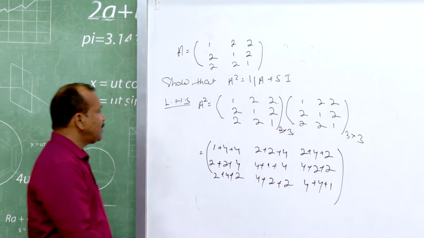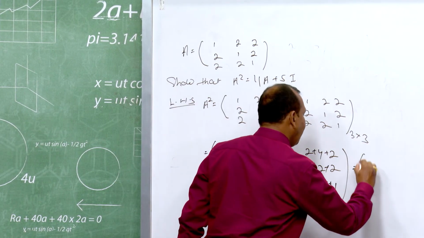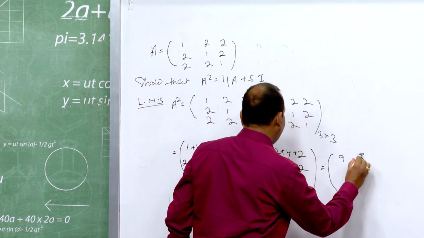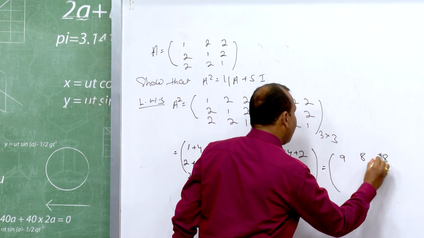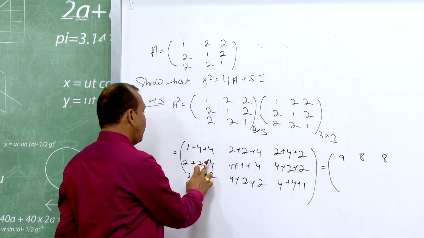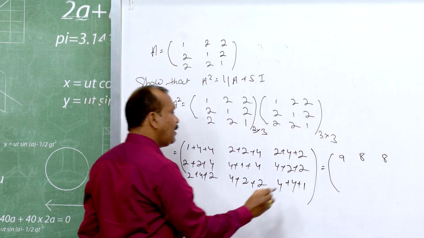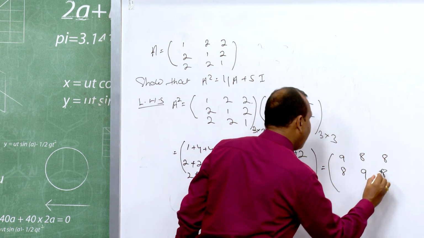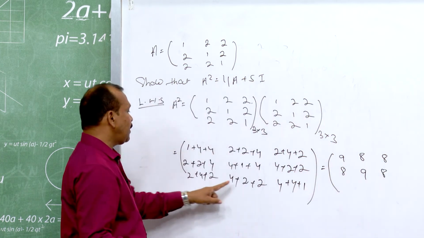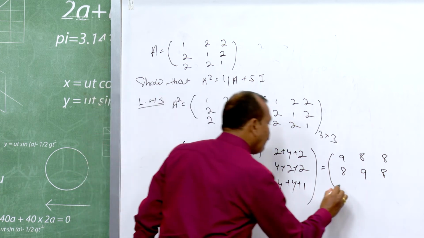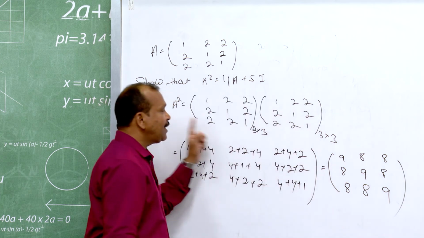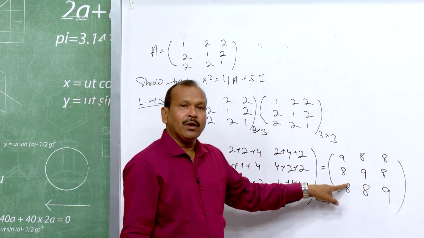So, that becomes 9, 8, 8, 8, 9, 8, 8, 8, 9. This is a square matrix having order 3 cross 3.